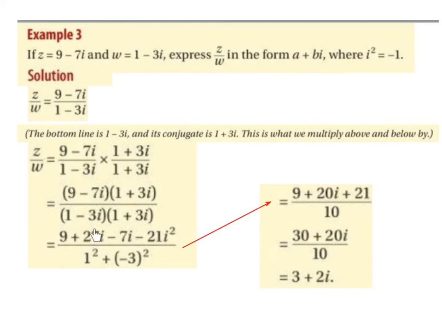Then simplifying the top, we have 9 plus 27i minus 7i gives us plus 20i. The i squared gives us minus 1, and minus 1 times minus 21 is plus 21. And then the bottom, 1 squared gives us 1, minus 3 squared gives us 9, and 1 plus 9 is 10. Then 9 plus 21 is 30, so we have 30 plus 20i over 10. So then 30 divided by 10 is 3, and 20i divided by 10 is 2i.